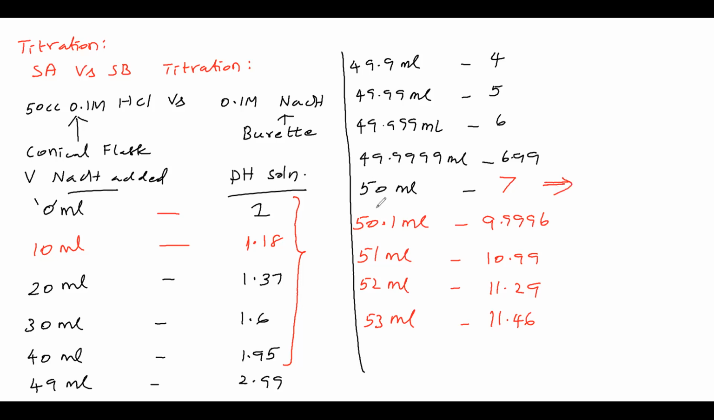At this place we added sodium hydroxide, 50 ml. We said the reaction is completely over and the salt is also not undergoing hydrolysis. Therefore the resultant solution contains neither HCl nor sodium hydroxide. So the resultant solution is neutral, we said. So pH is 7. So this point is called what? Equivalence point. Equivalence point means at that point the reaction is exactly over, nothing is remaining. Okay, sir, this is the equivalence point.